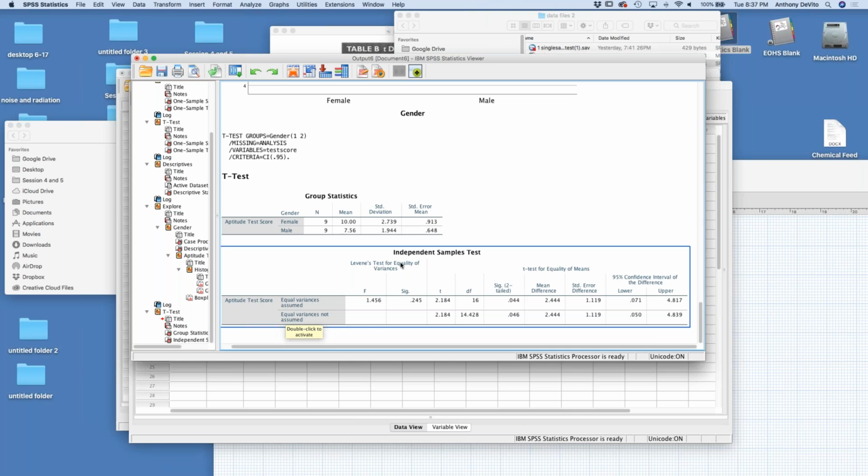Levene's test for equality of variance comes out with a statistic value of 1.456 with a significance, the probability that I would be wrong if I reject equal variances and use equal variances not assumed, of almost 25%. So I can't reject this, so I have to use the top row instead of the bottom row. Often it's not going to make much difference to you. It's not going to impact your final conclusion.